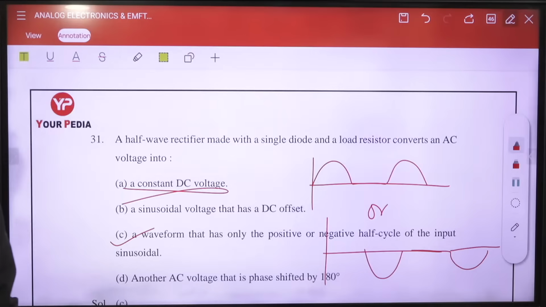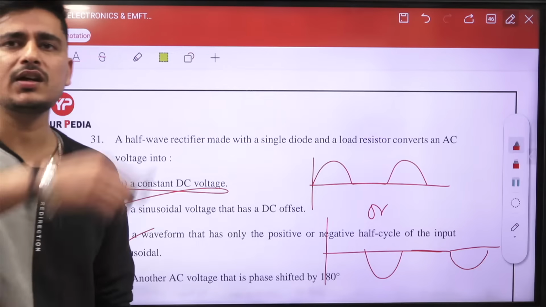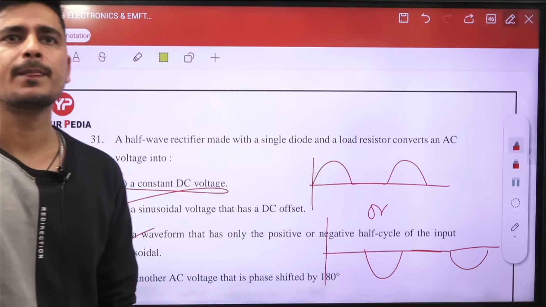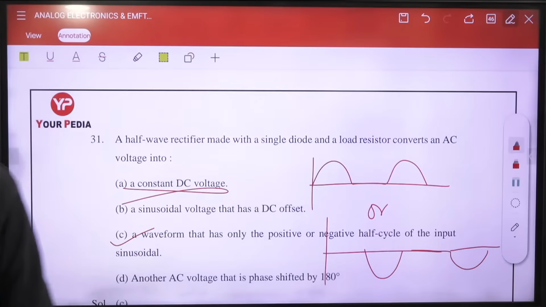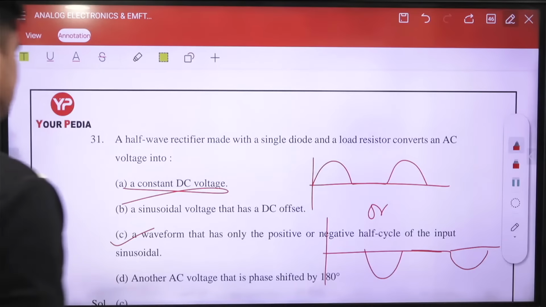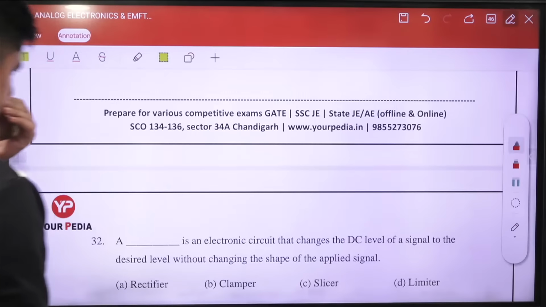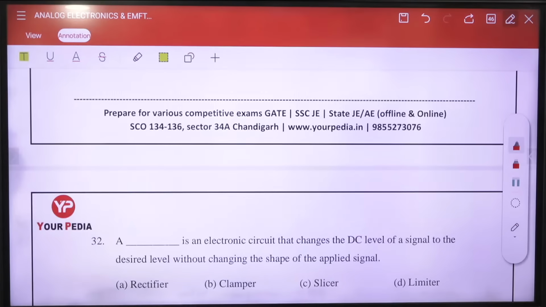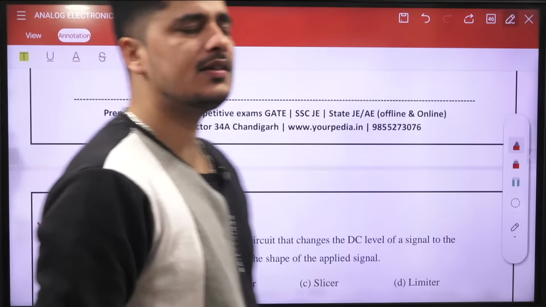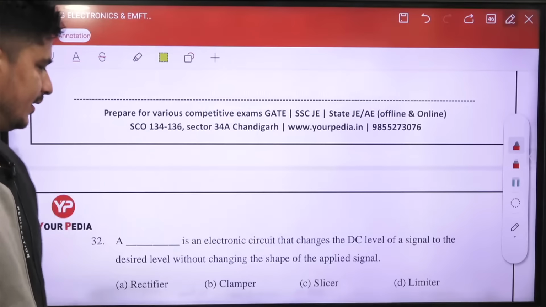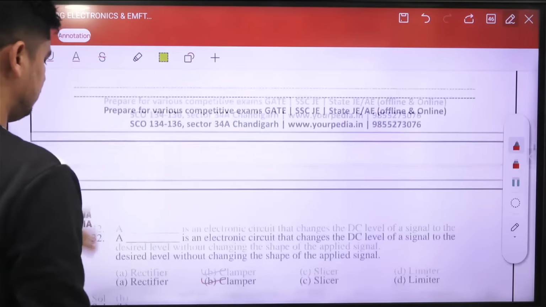Not constant DC. How would you get the half wave rectifier output as constant DC? That has some ripples on it, right? So the answer will be C here. Next. See, the circuit which only shifts the DC level without changing the shape, that is a clamper circuit. Good.